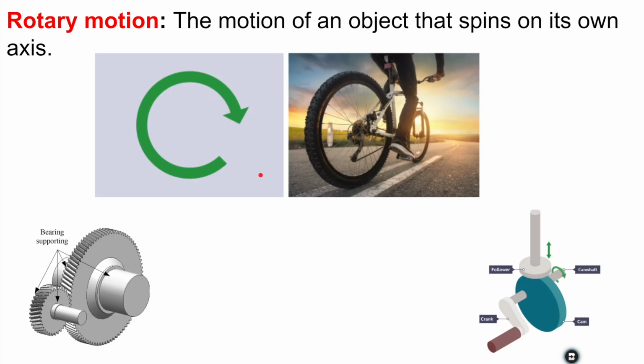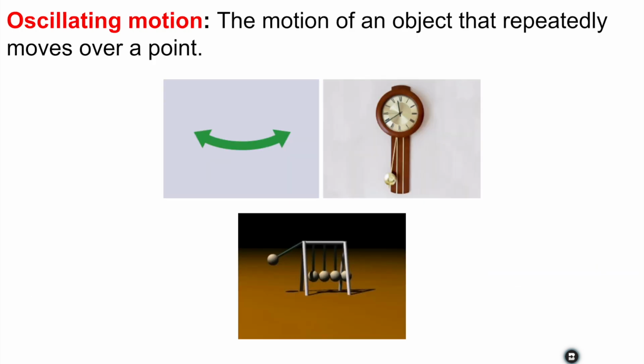Rotary motion is the motion of an object that spins on its own axis. So you have to think of where the axis is. So for instance, this is the axis of this helical gear, and we're doing a rotational motion. Bicycles are a good example of this. This offset cam is a good example of this. So that's rotary motion. Oscillating motion is the motion of an object that repeatedly moves over a point.